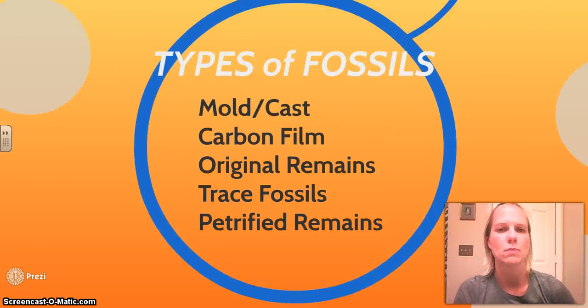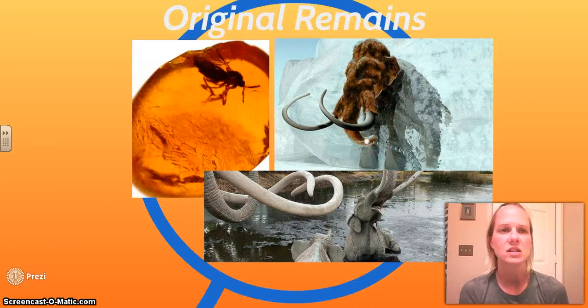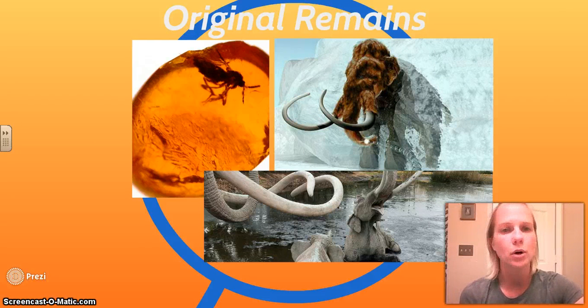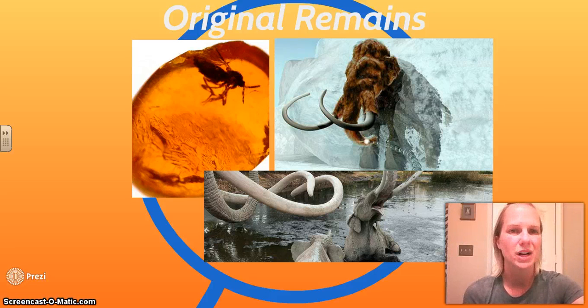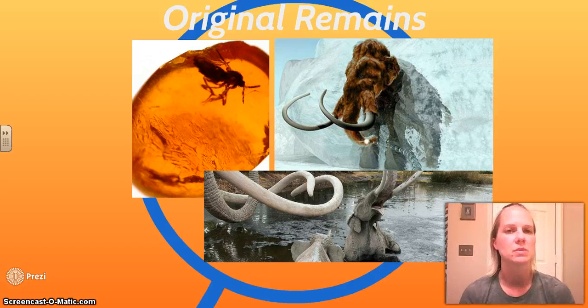All right, so types of fossils, we have the list, I already kind of went over them. We're going to break them down one by one and talk about them. So the first one is going to be original remains. This is the actual organism itself. So over to the left, you have amber, which is going to preserve usually small organisms like bugs. Sometimes you might get a small bird. You might see some small frogs in it.